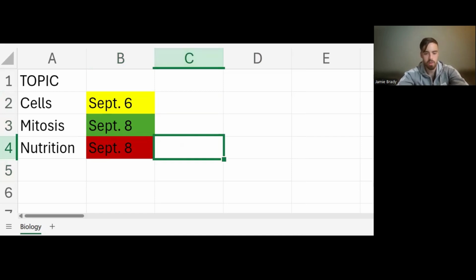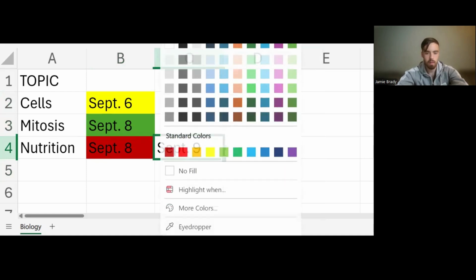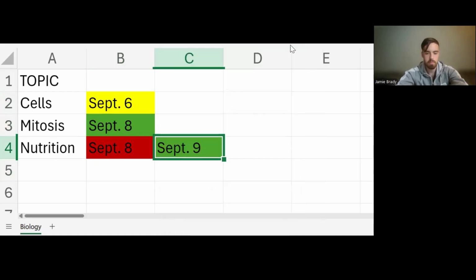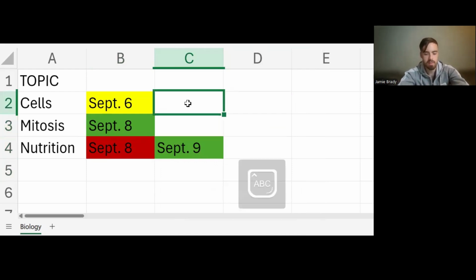And when I study nutrition, let's say I study on September 9th, just to get some active recall in there. But it went great this time. So then I'm going to mark that there in green. So I'm going to come in here and mark this as green. And then let's say, okay, what do I study next? Mitosis was green, cells were yellow. So that means I'm going to study cells next on, say, September 11th.